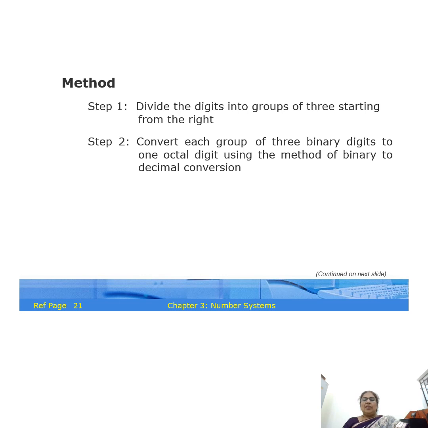Here step 1 for dividing the digits is to divide the binary digits into groups of 3 starting from the right. Convert each group of these binary digits to one octal number using the method for binary to decimal conversion.